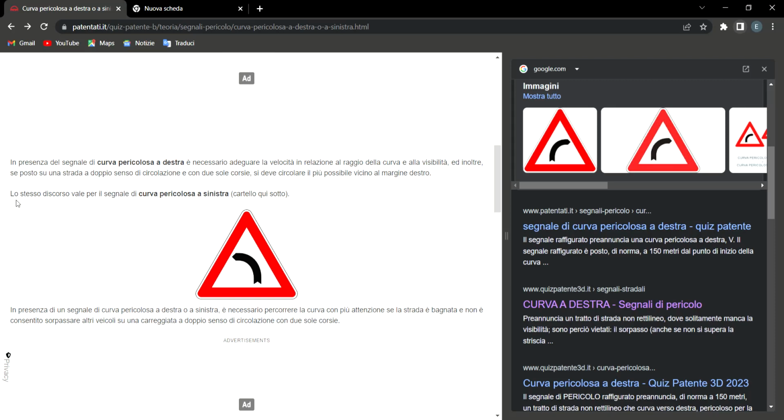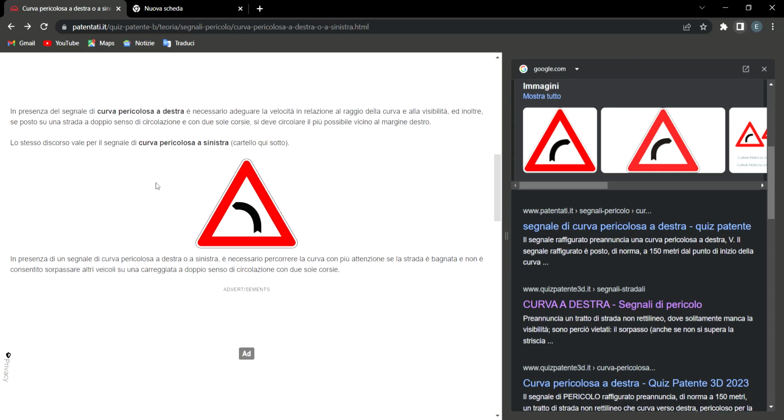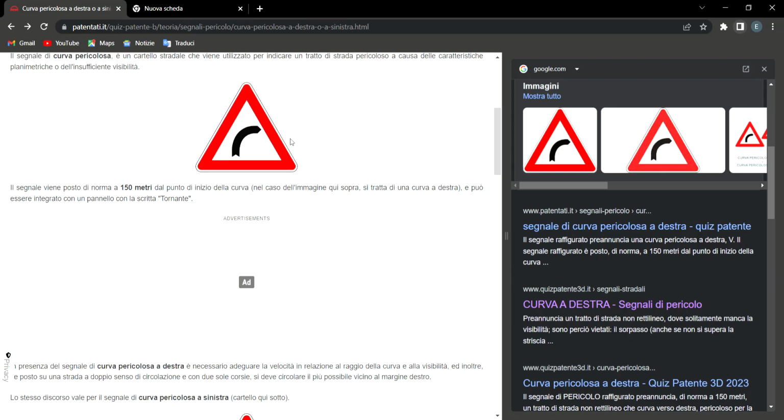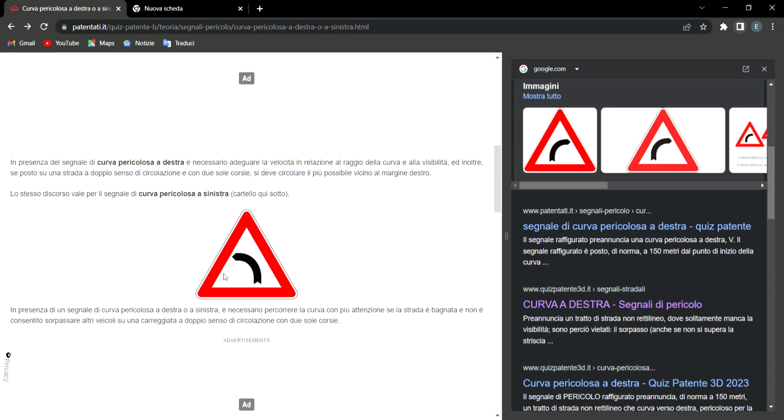So it said, lo stesso di cosa vale per segnale curva pericoloso a sinistra. He said the same thing goes for this very same sign. The signs are the same, but the only difference between this and this is that the curve of this one is on the right hand side, while the curve of this one is on the left hand side.